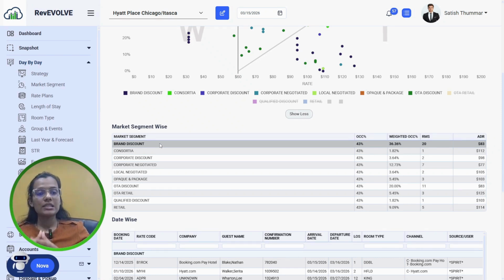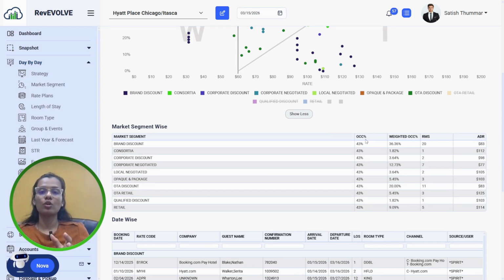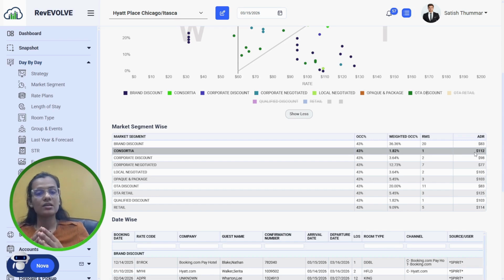So what this reveals is something revenue teams often miss. We can see the market segment occupancy percentage, weightage occupancy percentage, rooms, and area. So some segments generate the large volume but pull the average rate down. Others generate fewer bookings but protect pricing power. Without this view, it's easy to assume all the demand contributes equally, right? That's how we can find out which segment is going down and which segment occupancy is picking up, right?